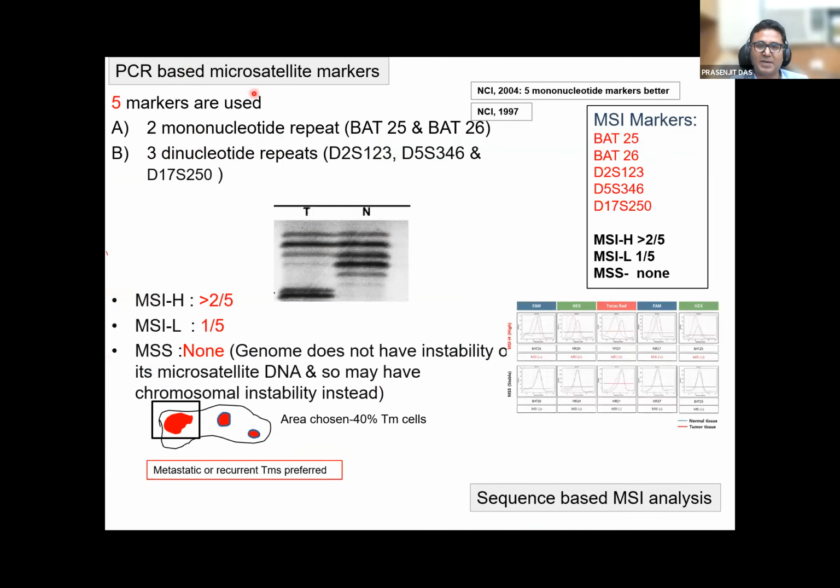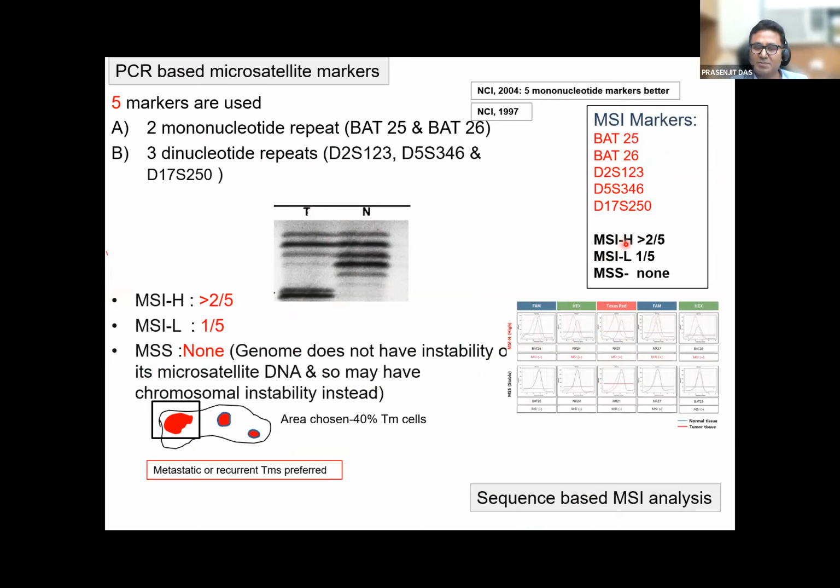Also, we can use PCR-based studies. For PCR, the National Cancer Institute says that we can use at least 5 microsatellite markers. At least 2 can be mononucleotide repeats and 3 can be dinucleotide repeats. Based on these 5 markers, we can identify their expression either by electrophoresis, or nowadays we can use sequence-based studies and fluorescent markers. We can identify if there is any abnormality or deviation from the normal control.